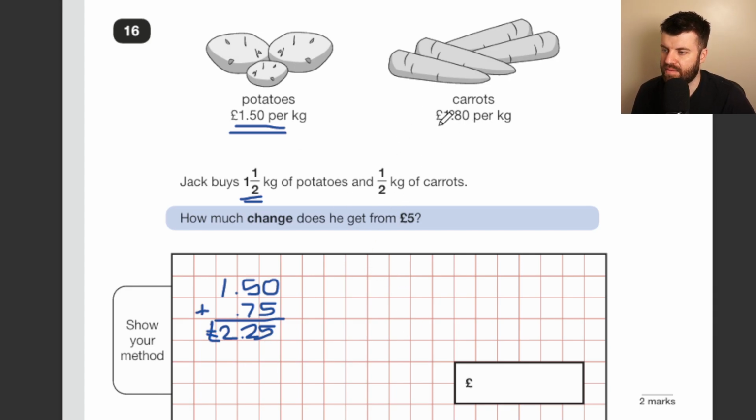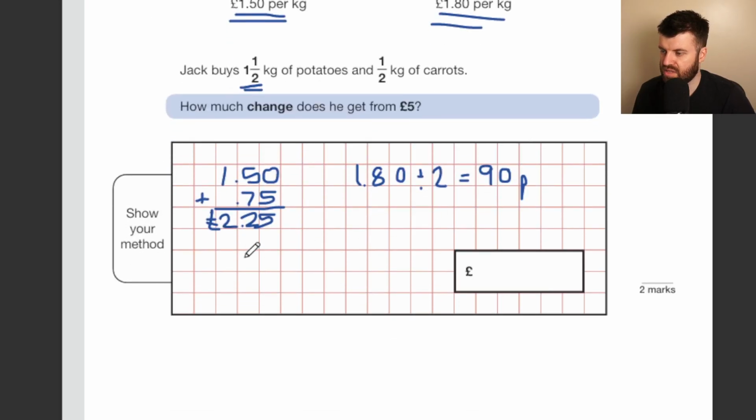Carrots, half a kilogram. They're £1.80 per kilogram. So we're going to do 180 divided by 2. And you can use your times tables facts for this. 18 divided by 2 is 9. So that's going to be 90 pence. Cool. Now we need to find out the total. So we've done two things already. We're going to do £2.25 plus 90p. That's going to get us to £3.15. Again, you can do all the working out really carefully, but I can see it's £3.15. And that's the answer, right?